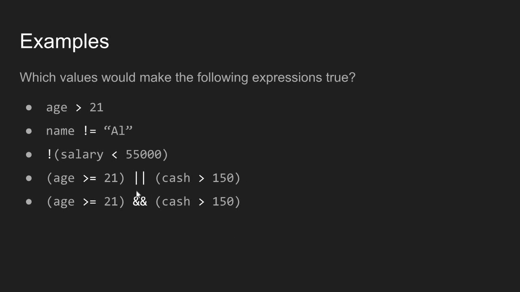Now what happens if I change that OR to an AND? In this case, both expressions must be true for the entire expression to be true. So for this expression to be true, age must be a value 21 or higher, and cash must be a value 151 or higher. Once you have a grasp on how to build conditional expressions, we can start implementing decision blocks in our code.